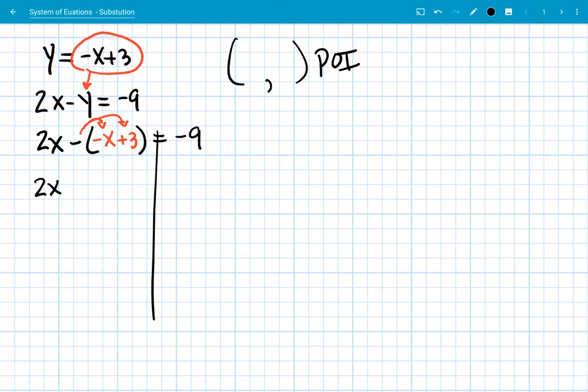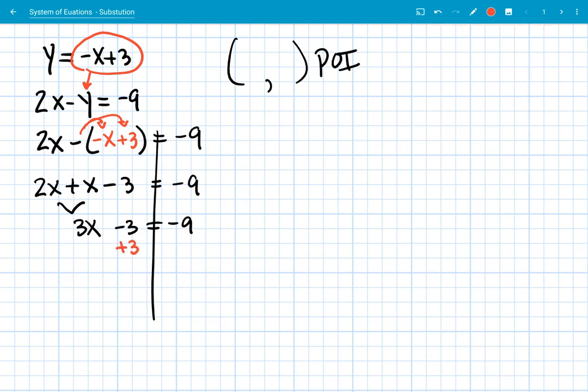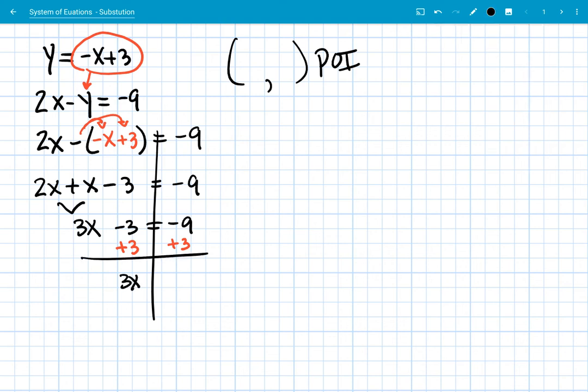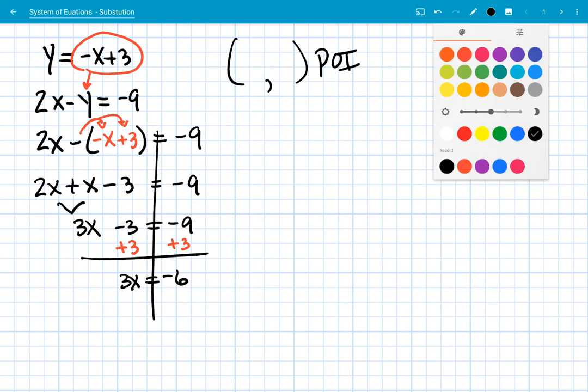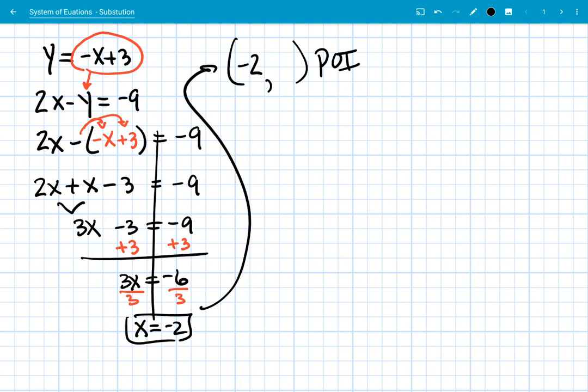This term's not going to change. The opposite of a negative x is a positive x. The opposite of add 3 is subtract 3. And then we can combine, and we'll add, and that's going to get me that 3x equals negative 6, which means that the x value is negative 2 again. So negative 2 is the x value.